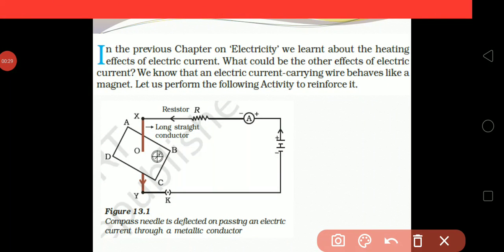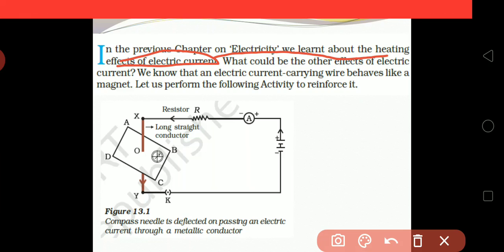In the previous chapter, we have already studied electricity. We learned about the heating effect of electric current. What could be the other effect of electric current? The second effect of electric current is what we will study in this chapter.